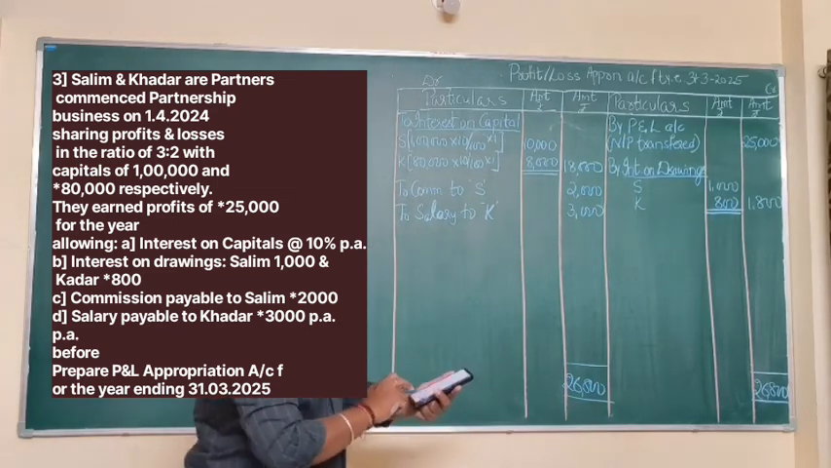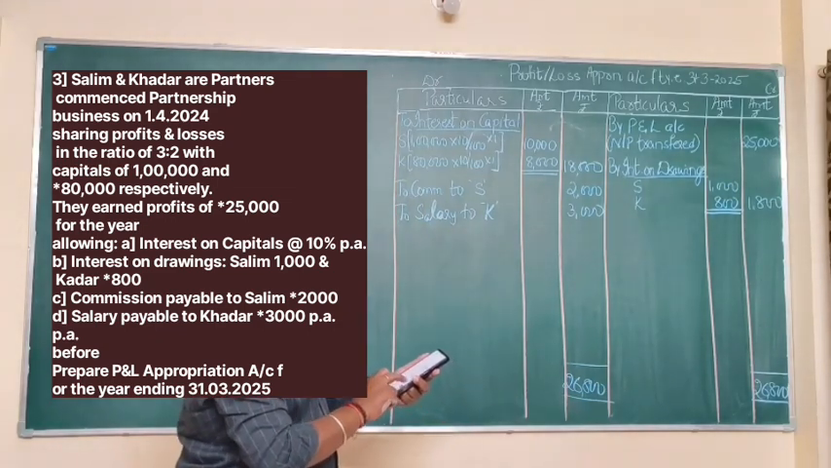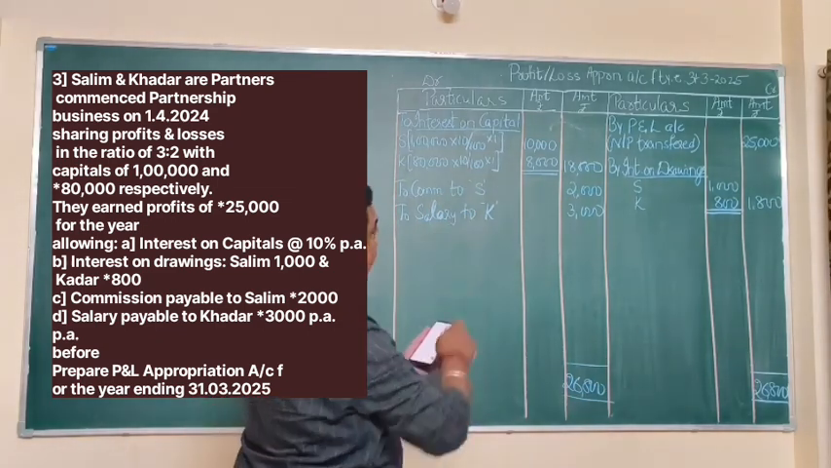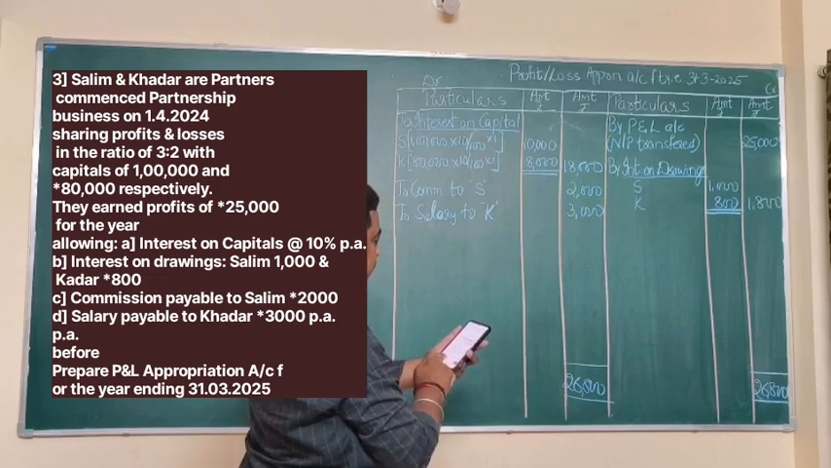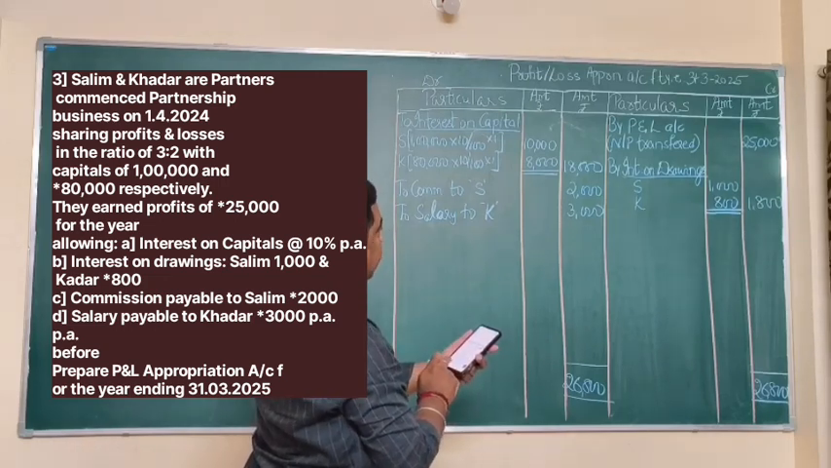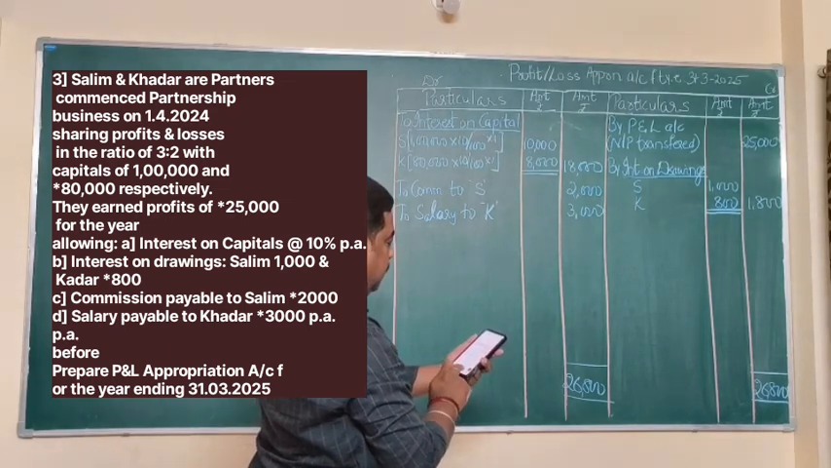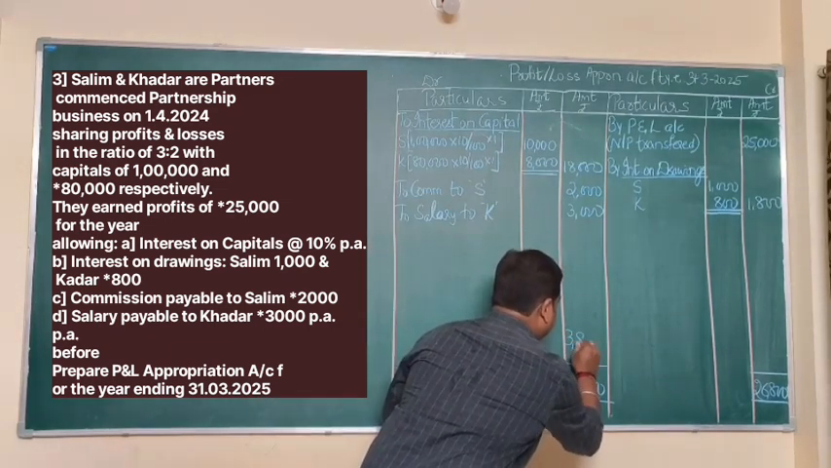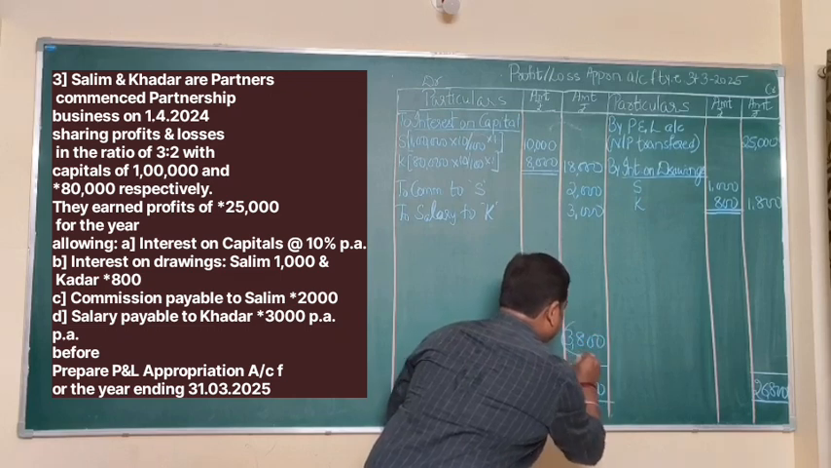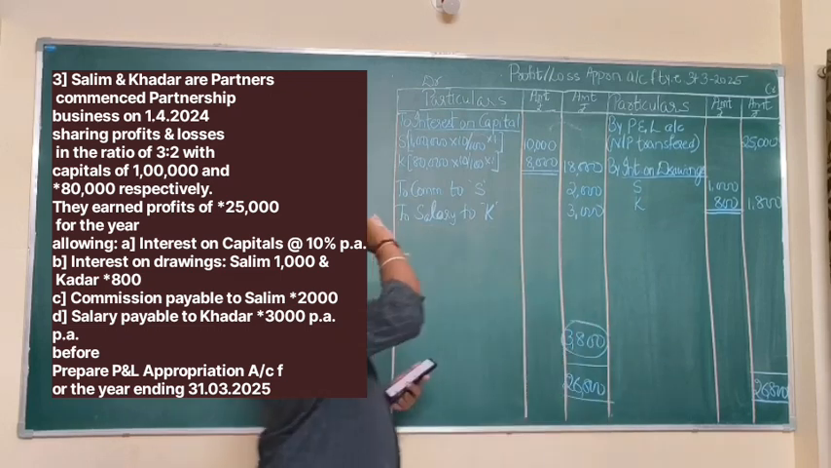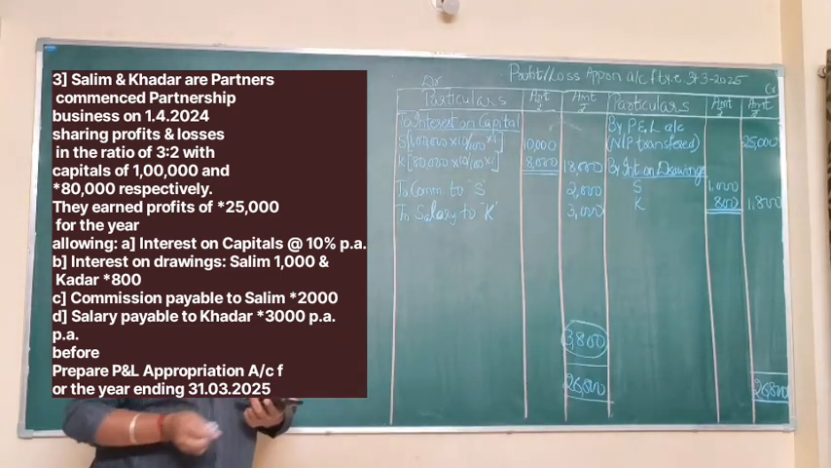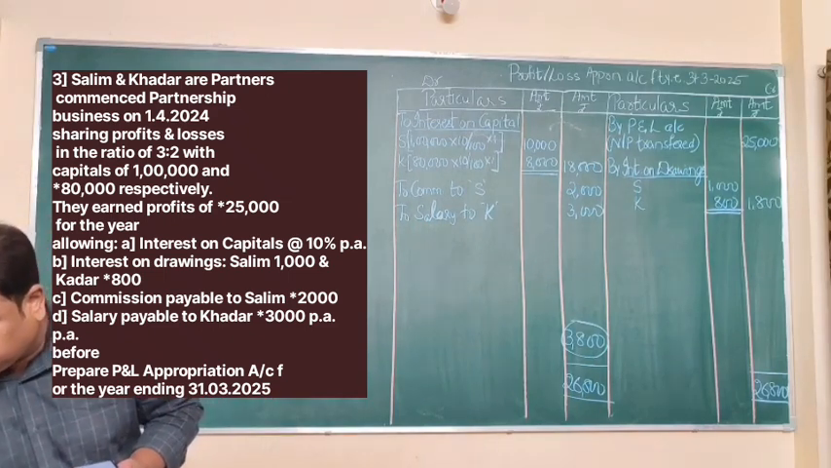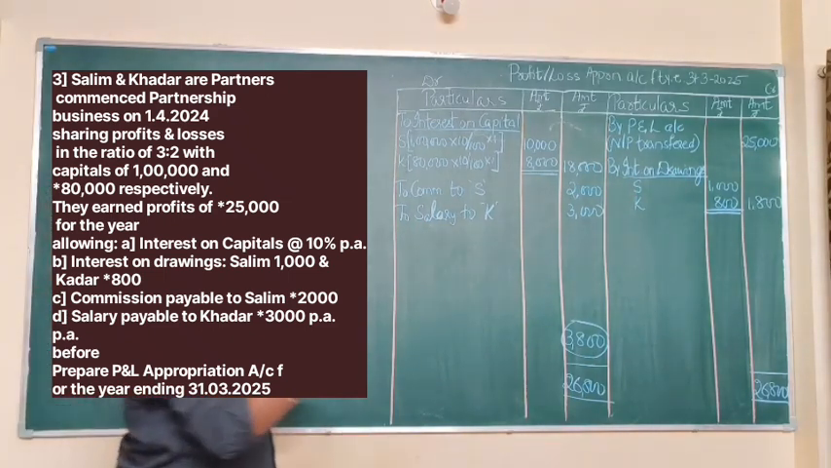Now from this 26,800, you minus those three figures: minus 18,000, minus 2,000 and minus 3,000. So the final answer comes to 3,800. This is the final answer. If the credit side is more, it is a profit to us. Now this profit, what do we do? We share this among the partners.